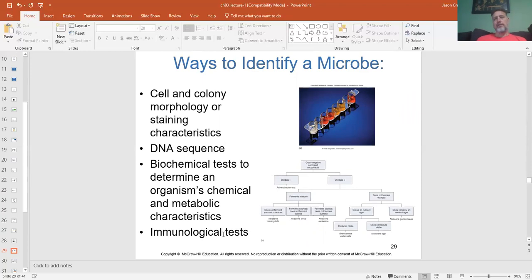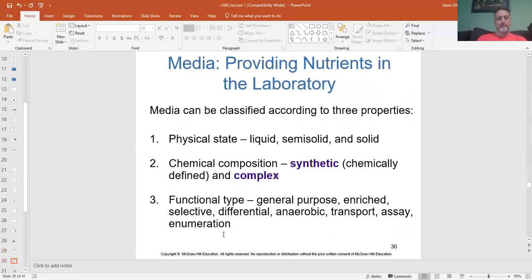And then there's immunological tests. Immunological tests test to see if it reacts to various antibodies that you produce, or various other chemicals we can put into it.